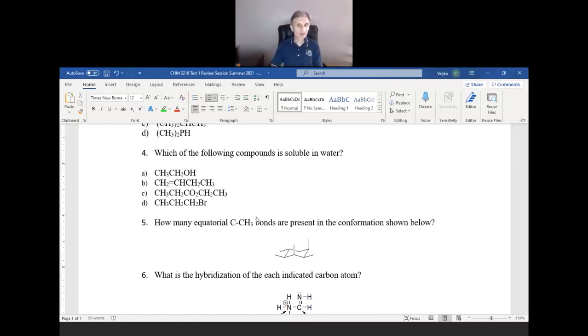So water exhibits hydrogen bonding. That means those interactions have to be replaced by another set of hydrogen bonding. That means that molecule that is capable of hydrogen bonding will be soluble in water. And so really you translate this question. That means that really this question is asking which of these molecules is capable of hydrogen bonding.